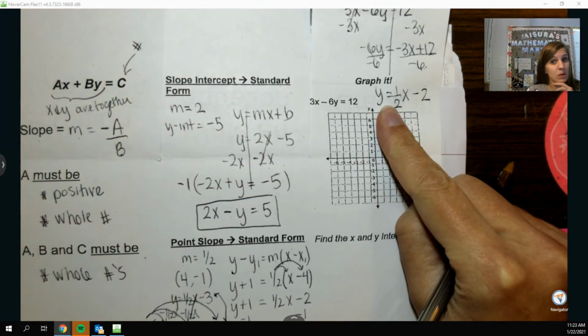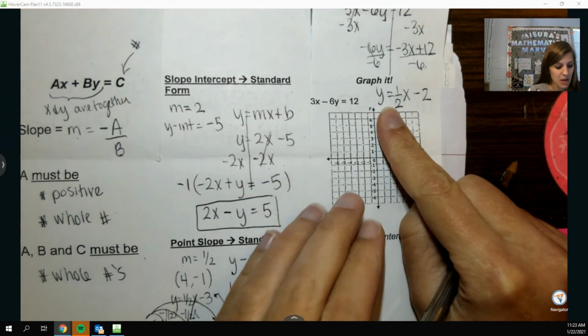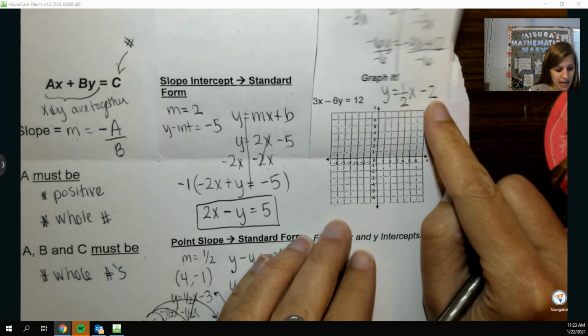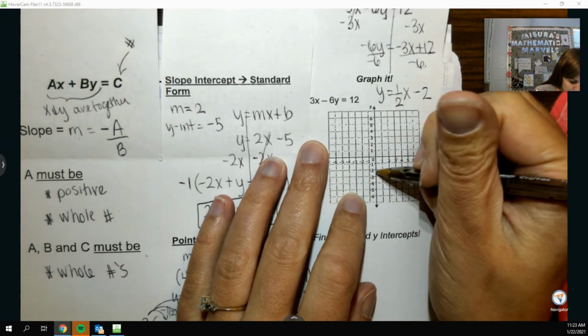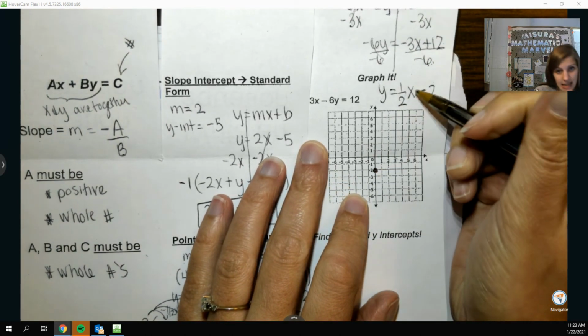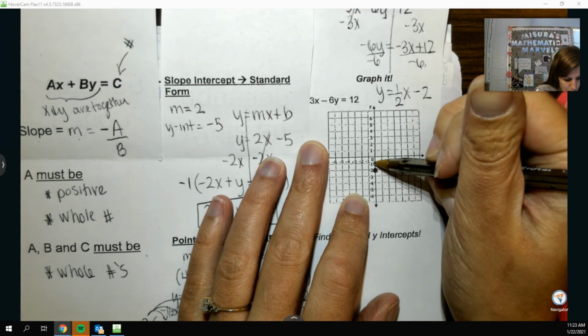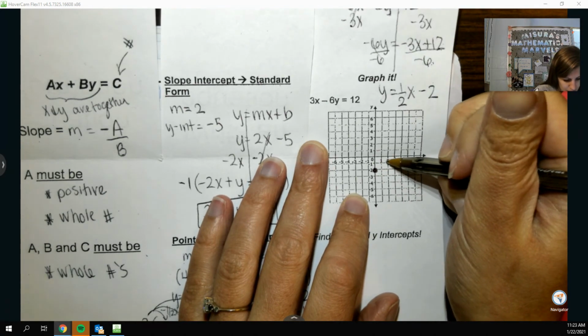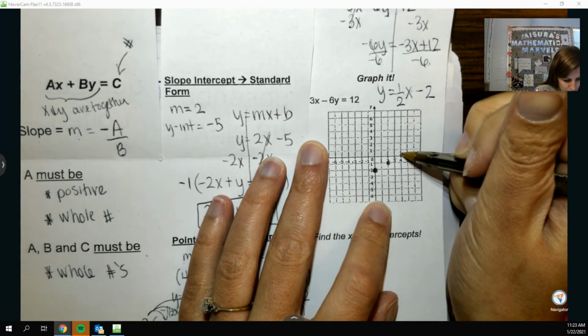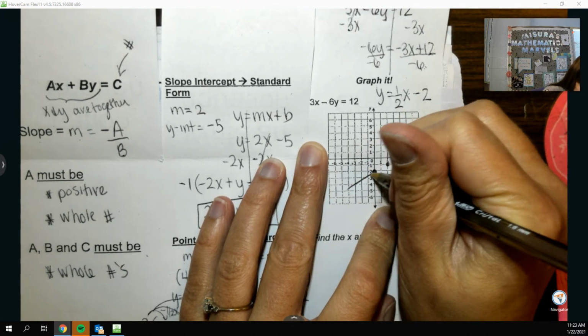Then once I'm in y equals mx plus b form, I can really easily see my y-intercept is -2. And then I can do the slope, which is up 1, forward 2. We can get this line here.